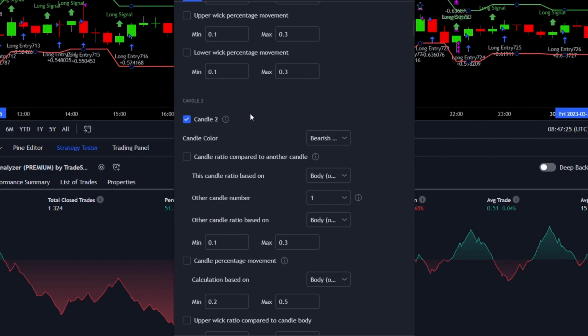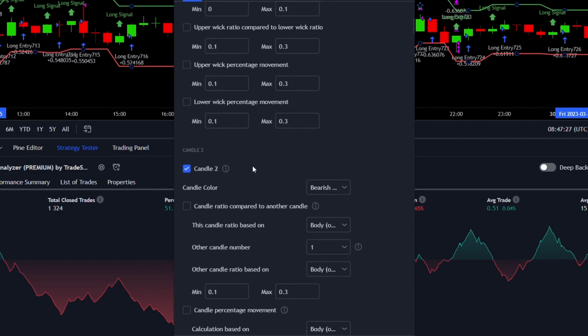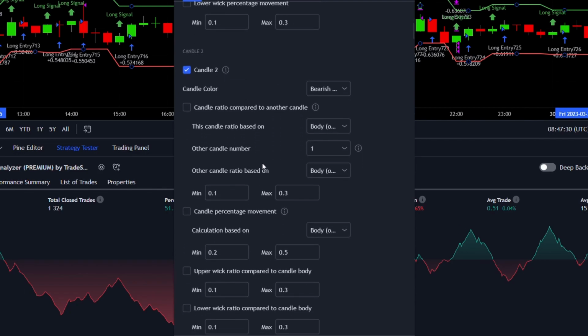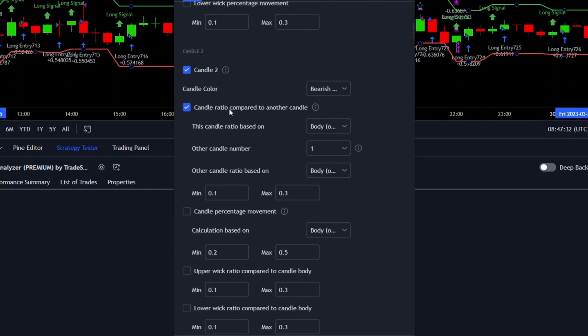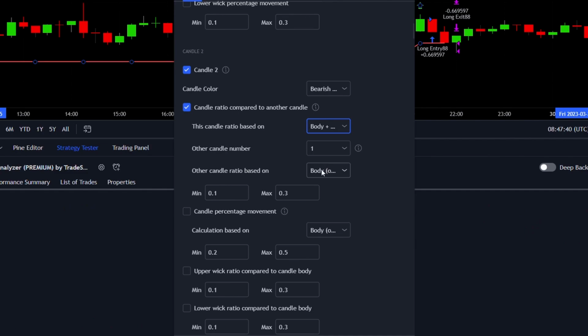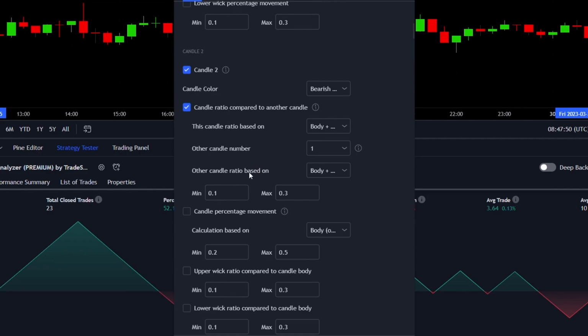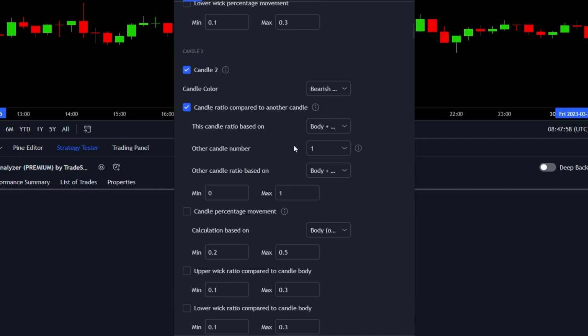So, to ensure that the first red candle is smaller than the second green one, scroll down to the Candle 2 section and tick the candle ratio compared to another candle option. Then, set this candle ratio based on to body plus wicks, and do the same with the other candle ratio based on option. Also, make sure that the other candle number is set to 1, as that's the candle we want to compare the current one to. Finally, set the min value to 0 and the max value to 1. This way, the first red candle can't be bigger than the green candle that engulfs the red one.